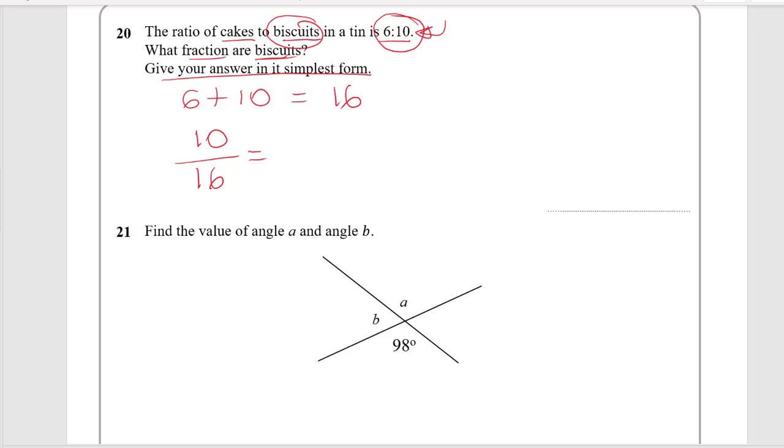Simplify it. Divide top and bottom by 2. Let's write it here so we know what we're doing. 10 divided by 2 is 5, and 16 divided by 2 is 8. So 5 over 8 is the answer.